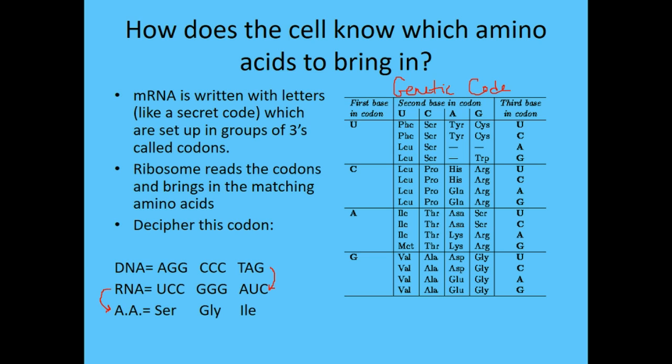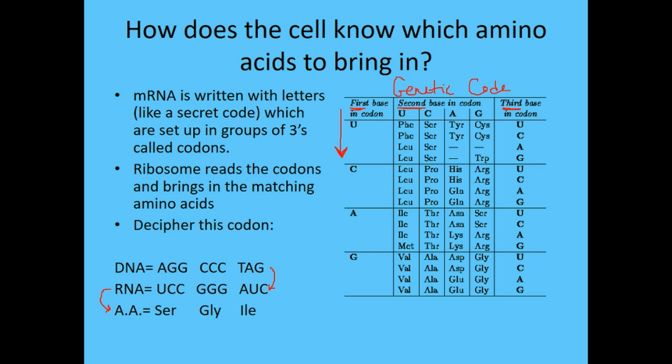And the way you do this is the first base is on the left here. The second base is going to be the columns. So the first base is the rows. I should say that a little bit clearer. The second base is the columns, and then the third base is going to be the individual rows within each box here.